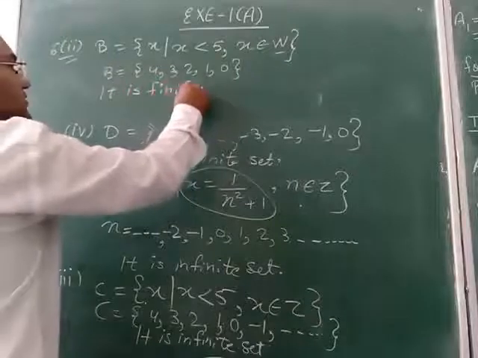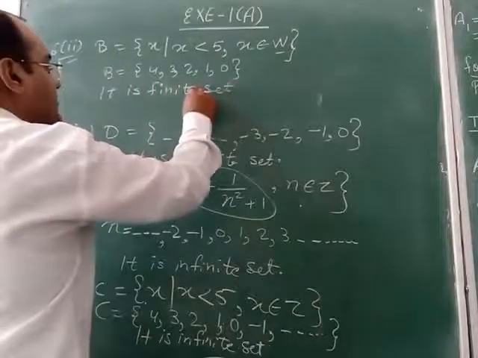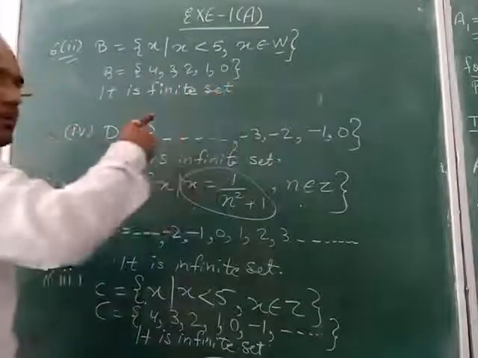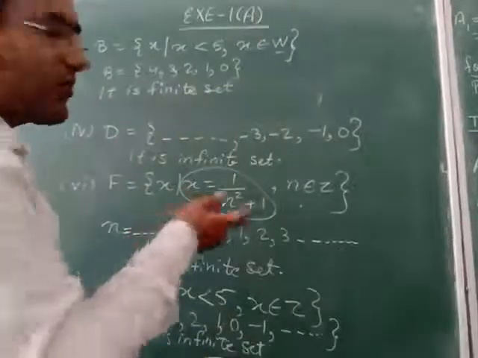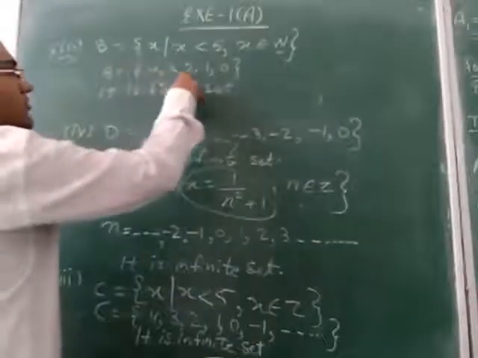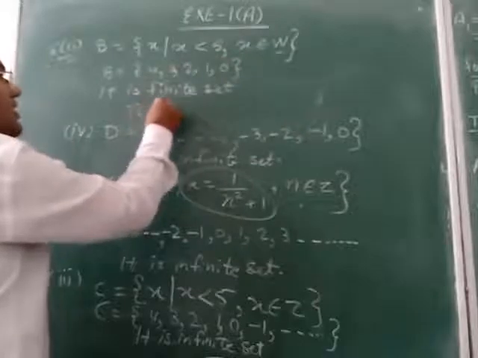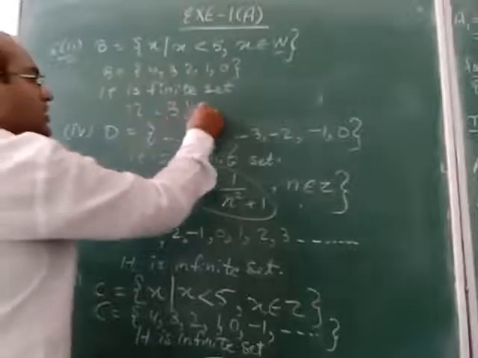It is a finite set. Why is it a finite set? Because we will be able to count these numbers. How many numbers are there? 1, 2, 3, 4, 5. So the cardinal number of B is equal to 5.